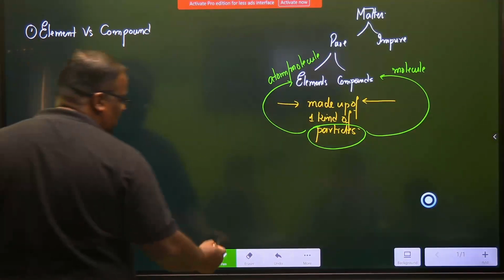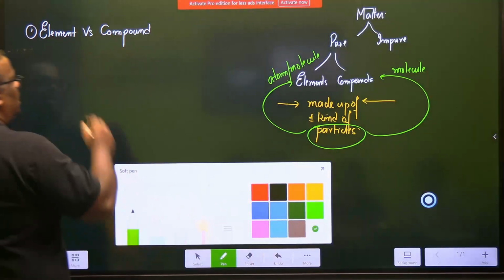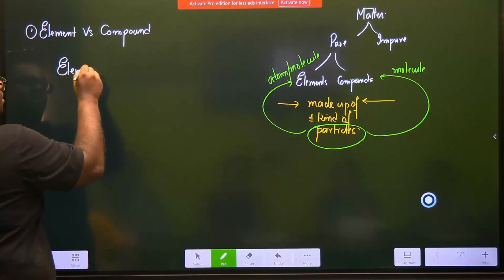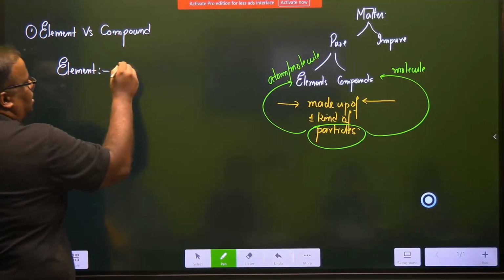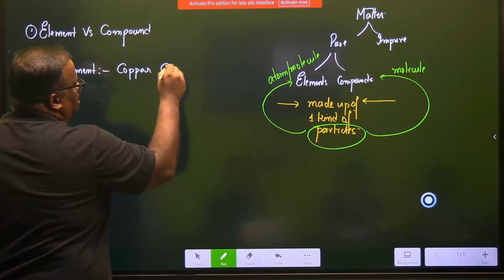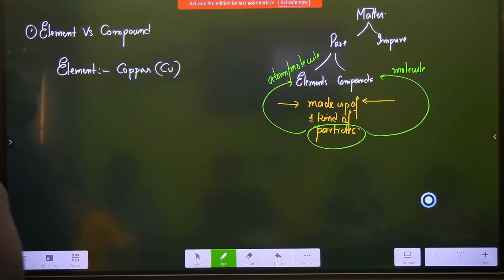Okay, so let's say I have an element, and my element is copper. Represented by the symbol Cu, means cuprum. Okay, Latin word Cu. We will learn all this now. It is not in the book.